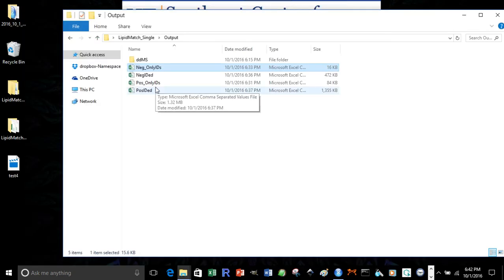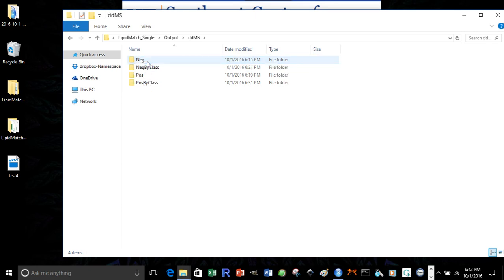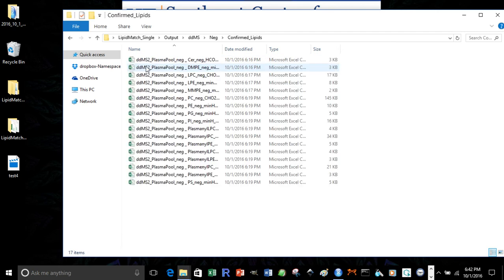Finally, what we have, which is an important and unique aspect of LipidMatch, is you can query and look through all of the information that LipidMatch used to identify a feature. So if we double-click this data dependent folder, we get 4 subfolders, each one confirmed either by class or by fatty acyl constituents in a negative or positive mode. So let's look at negative polarity confirmation of phosphatidylcholine.